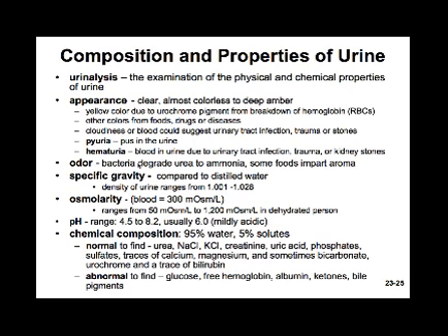As far as the chemical composition that's normal in urine, it should be about 95% water, 5% solutes. And it's totally normal to find urea, sodium chloride, potassium chloride, creatinine, uric acid, phosphates, sulfates, traces of calcium, magnesium, sometimes some bicarbonate, certainly urochrome, and traces of bilirubin. However, it's abnormal to find glucose, free hemoglobin, albumin, ketones, bile, and pigments. These can be important indicators of disease.